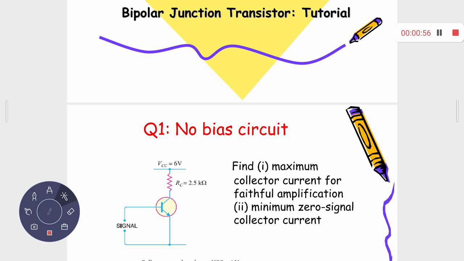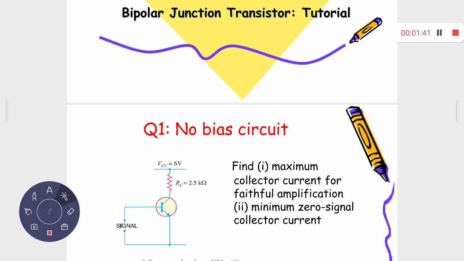And then the question is, you have to find out the maximum collector current for faithful amplification. And the second question is the minimum zero signal collector current. Nothing is specified, so you can consider this equal to zero, or you can consider some typical values like 0.1 or 0.2. It's a no bias circuit. From base to emitter, no DC supply is present.